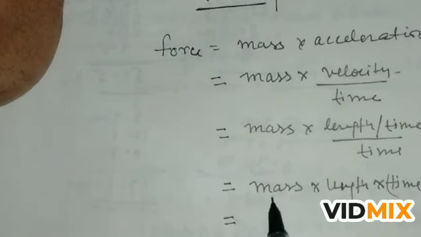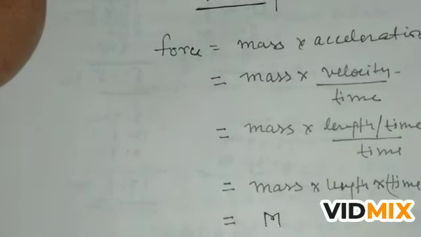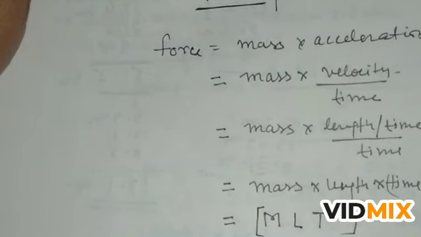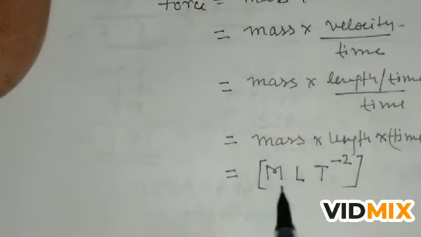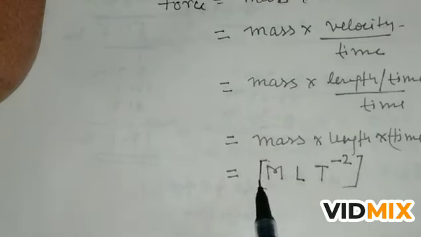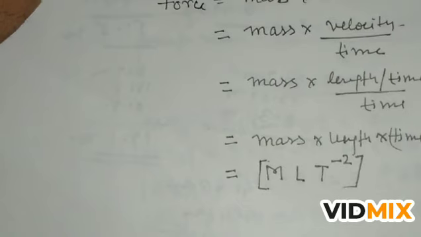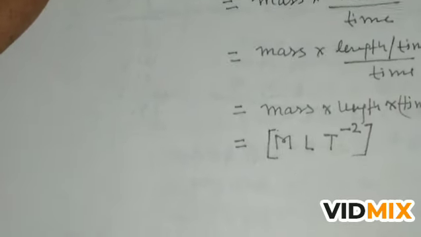So if the mass is represented as capital M, length represented as capital L, and T as time, so it will be written as MLT to the power minus 2, and it will always be in a square bracket. This is the rule to write the dimensional value, dimension formula. So if the value is in a square bracket, it means that is the dimension. So we can express every physical quantity in terms of dimensions. I will show you one example more.